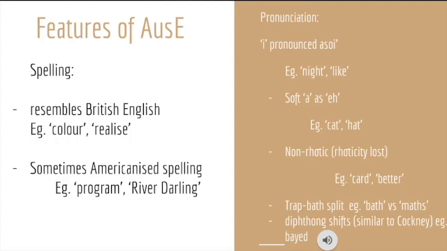Firstly, I is pronounced as oi in words like no and lo. The soft A is pronounced as e in cat. Australian English has also lost its rhoticity from Cockney, such as in car and better. Australian English has the trap-bath split. You hear a long vowel for bath but a short one for mouths. It has wide diphthongs, for example.